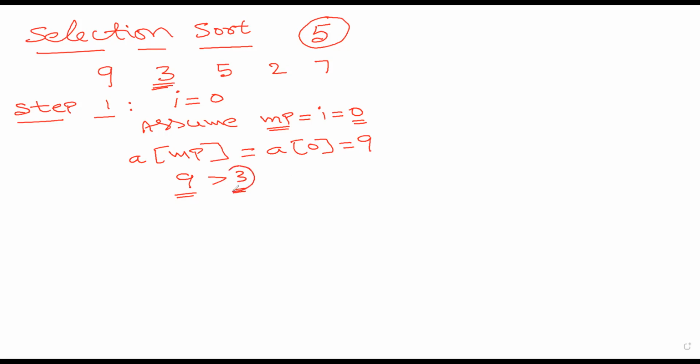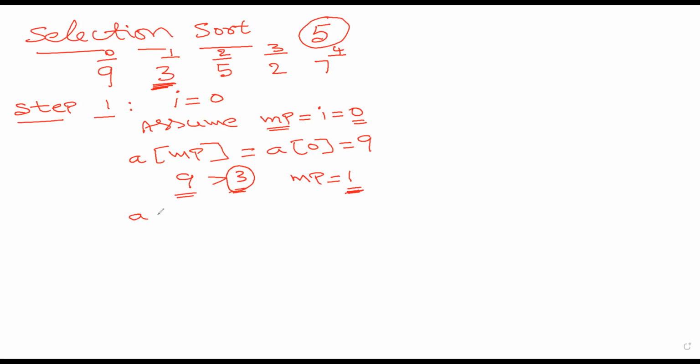By seeing this comparison, we have to change our minimum position to 1. Why are we changing it to 1? Because 3 is present at the first position. The array index starts from 0. So at the 0th position we have 9, at the first position we have 3, at the second position we have 5, at the third position we have 2, and at the fourth position we have 7. Now the minimum position is changed to 1.